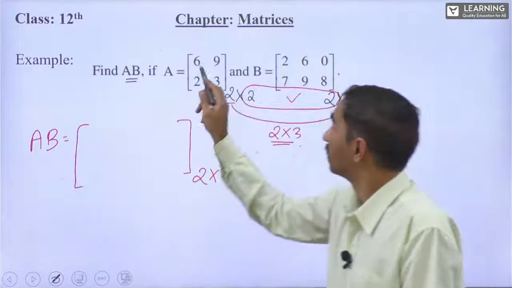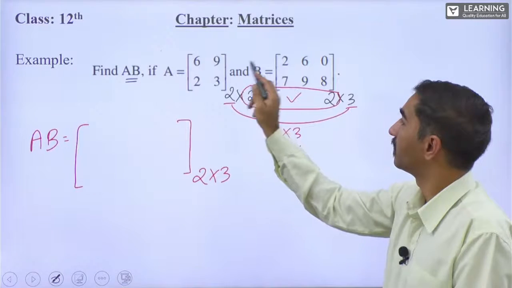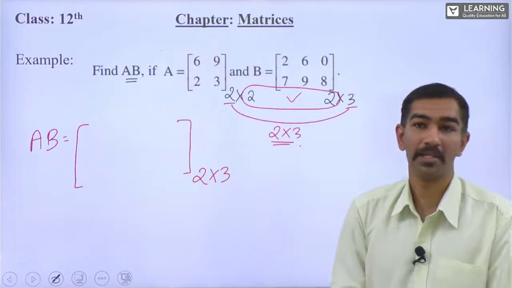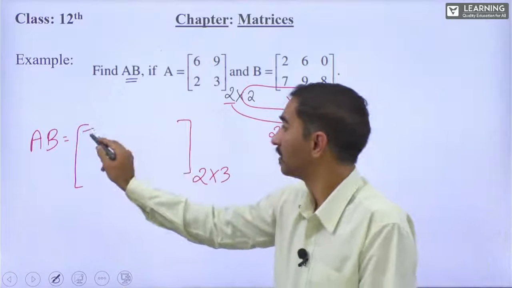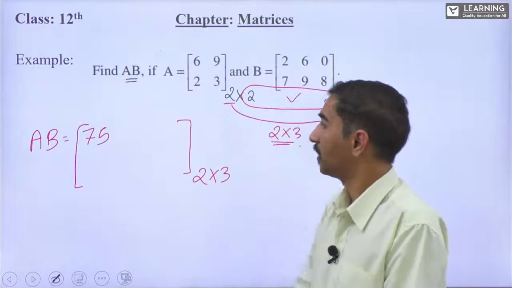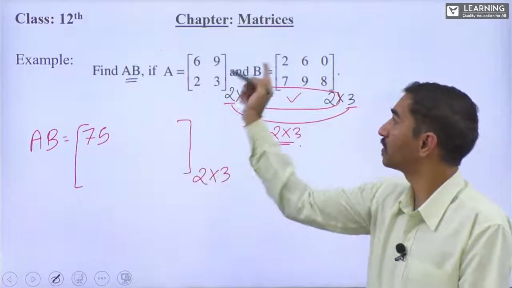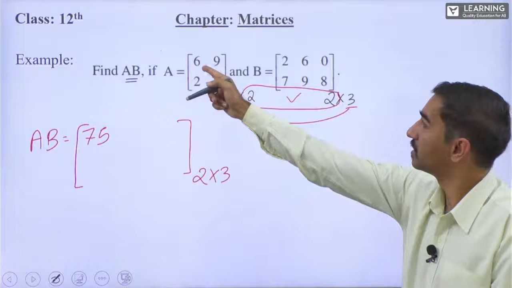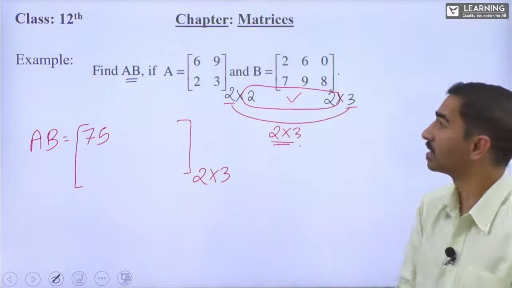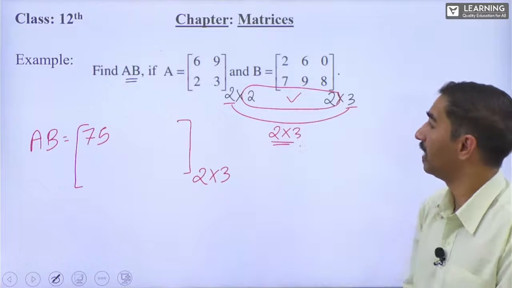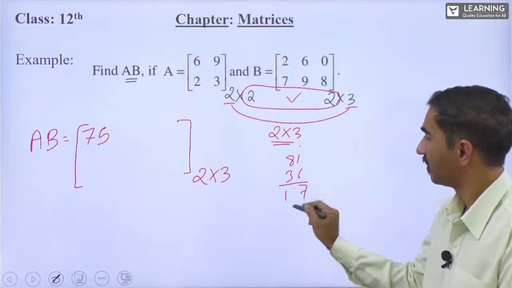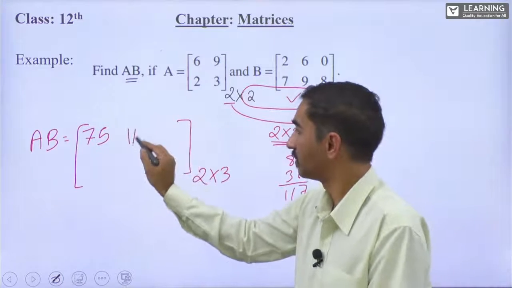Okay, now let's continue. 6 into 2, 12. 9 into 7, 9 sevens are 63. So 63 plus 12, how much? 75. Okay, the first element is 75. First row, first column, first element. First row, second column. 6 into 6, 36. 9 into 9, 81. 81 plus 36, 117.